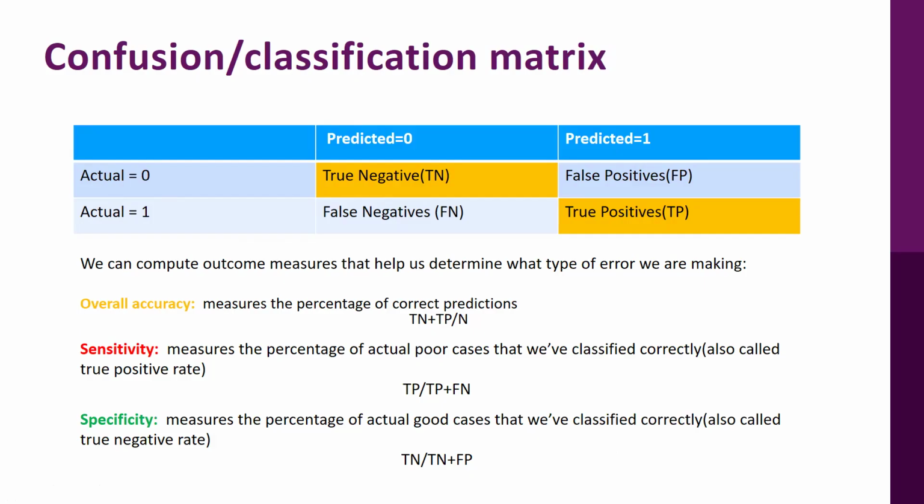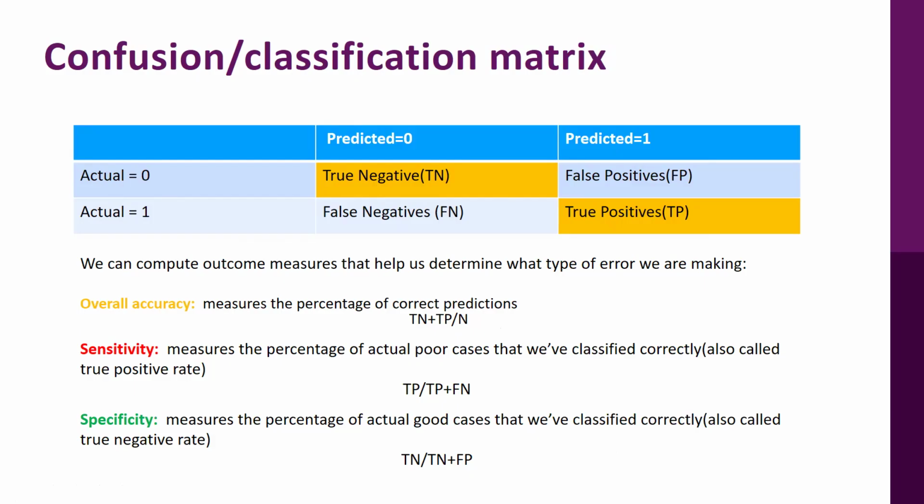Therefore, your correct predictions would always lie on this diagonal, either true negatives or true positives, which make up your true or correct predictions. Therefore, if you add the true negatives and the true positives and you divide them by the total number of observations, that would be the accuracy of your model.